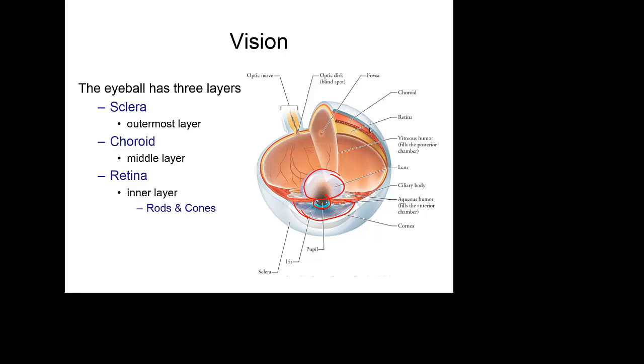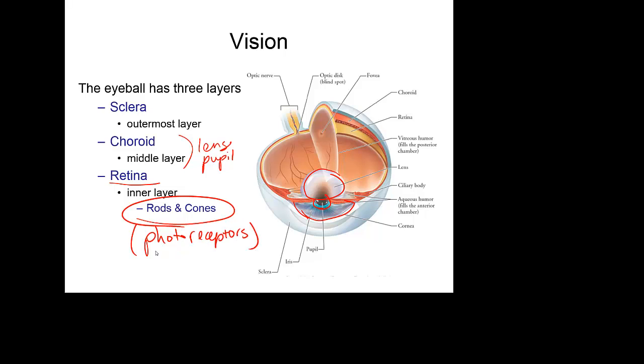The sclera around the outside is going to be connective tissue for us. It's going to give our eyeball shape. The choroid is where we find our lens and our pupil and some inner layers to help us protect our eye and give it some shape. The very inside layer is the retina. This is where we find the rods and cones. These are our photoreceptors. So everything else is working to get light to the back of your eye so that you can actually sense it.